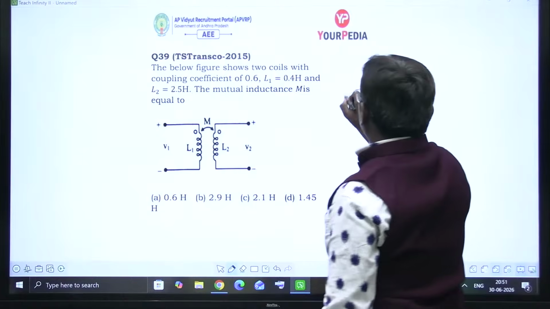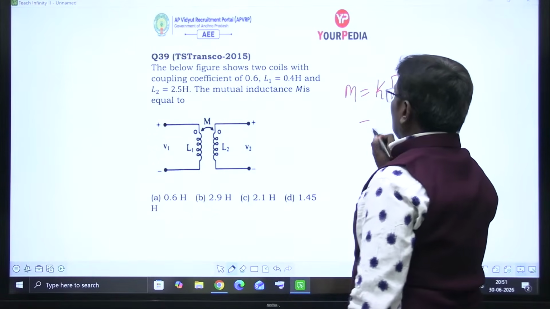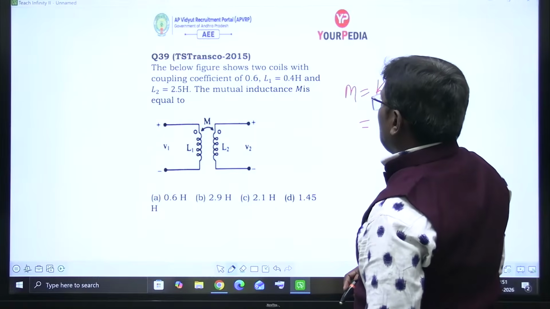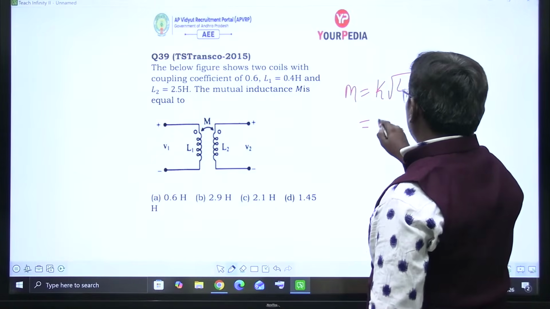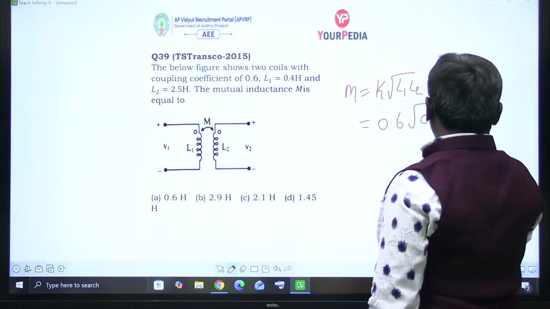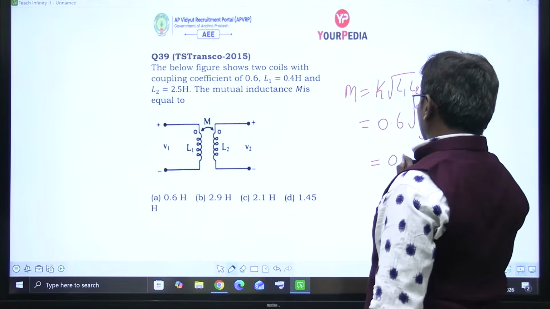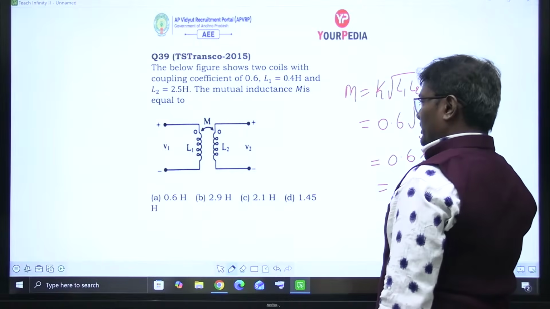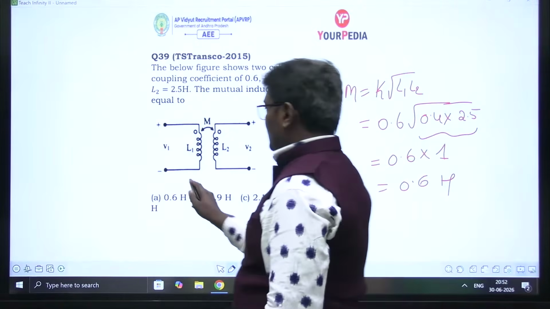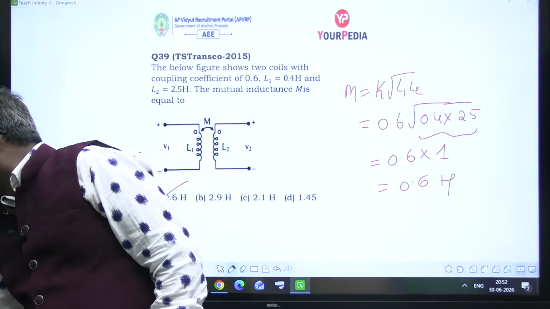So where M is equal to K root L1 L2. So what is the K value? It is 0.6. Yes, 0.6 into root over 0.4 into 2.5. So this value is equal to 1 only. Yes, 0.6 into 1 is equal to 0.6 Henry. So the value is A. A is the correct answer.